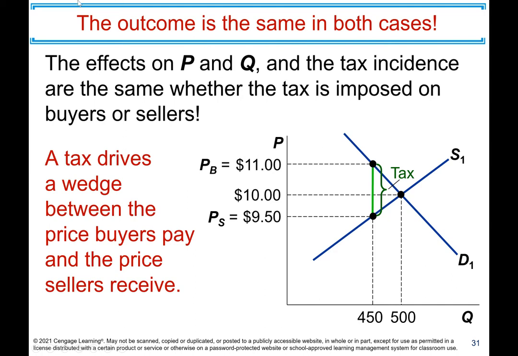So the effects on P and Q and the tax incidence are the same whether the tax is imposed on buyers or sellers. A tax drives a wedge between the price buyers pay and the price sellers receive. And in this case, the buyer will contribute $1 to the tax and the seller will contribute 50 cents to the tax.